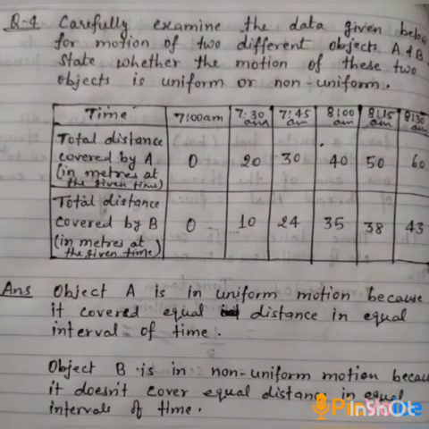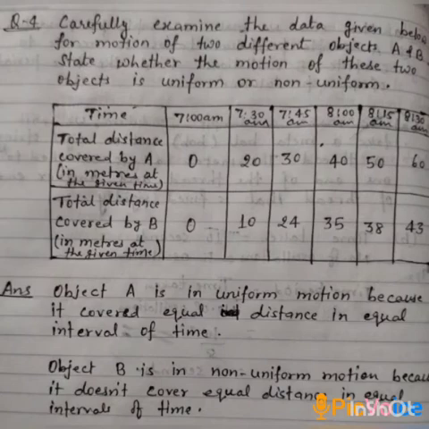In question number 4, data is given for the motion of two different objects A and B. We have to state whether the motion of these two objects is uniform or non-uniform. Object A: at 7 am, both are at rest, that is, distance covered is 0. At 7:30 the distance covered by A is 20 meters. At 7:45 it is 30 meters. At 8 am it is 40 meters. At 8:15 it is 50, and at 8:30 it is 60 meters. That means it covers 10 meters for every 15 minutes.